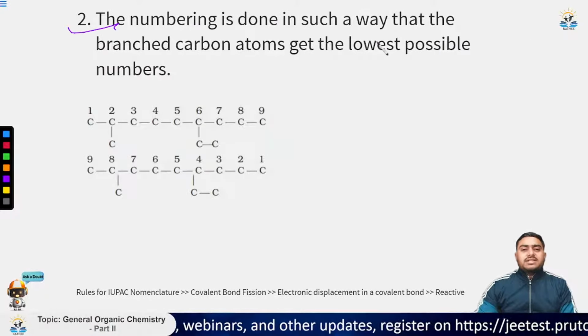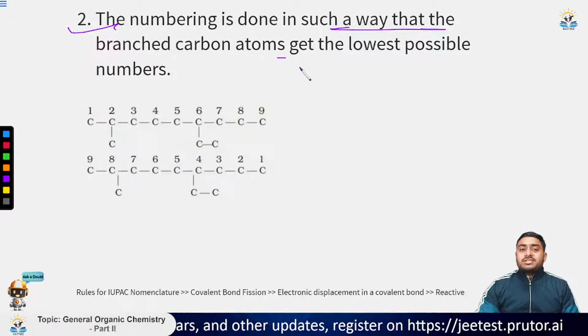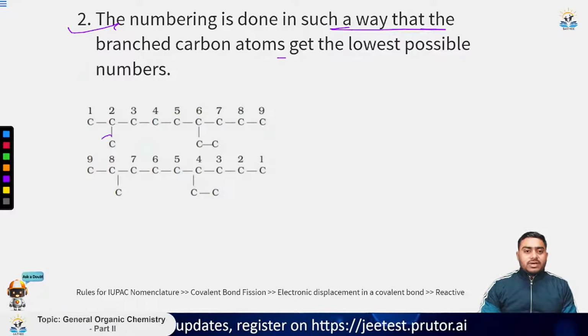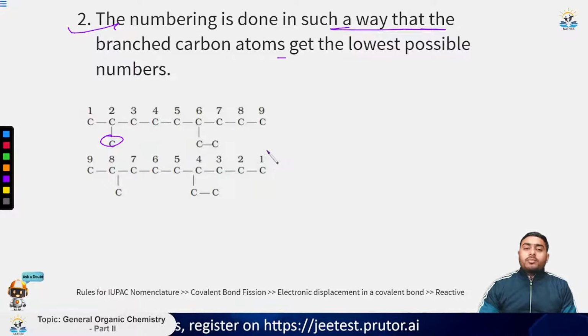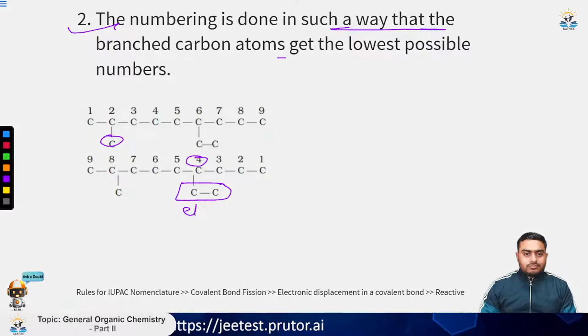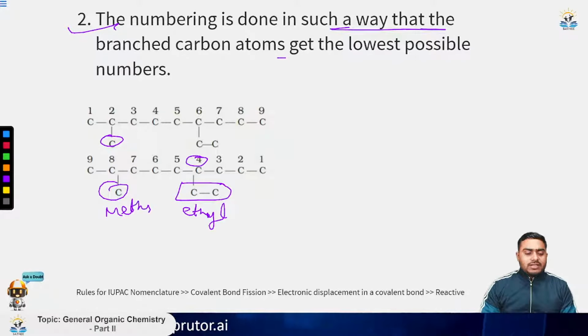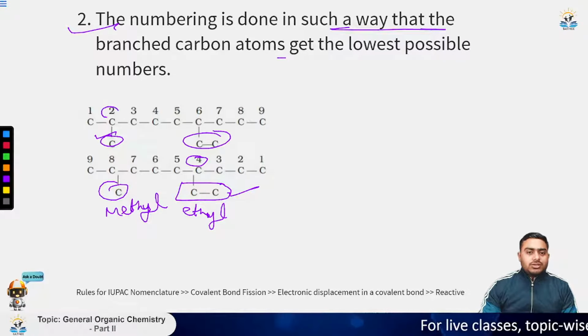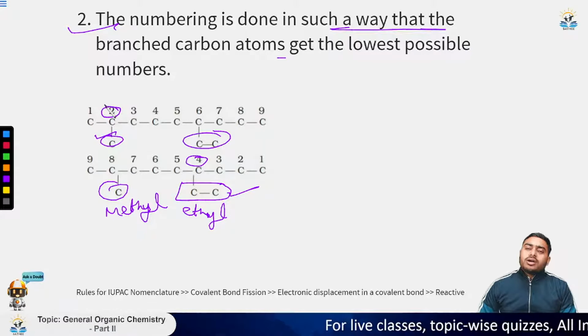The numbering is done in such a way that the branched carbon atoms get the lowest possible number. So 1 2 3 4 5 6 7 8 9, you can see 2 here. If you do the numbering from right to left, 1 2 3 4, this is ethyl, this is ethyl, this is methyl. If you attach the 3 hydrogens, and similarly complete the bonding of these two carbons, this is again methyl and this is ethyl. So you can see 2 is the lowest possible number which is assigned to the nearest group.